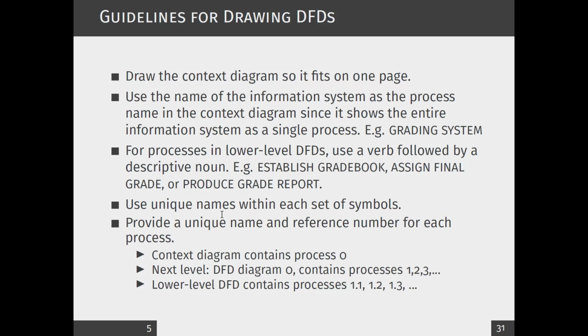And then I told you, you can draw several diagrams. In lower level diagrams, we can have more processes. For example, the grading system, we can divide it into 3 sub-processes. For example, establish grade book, assign final grade, and produce grade report.